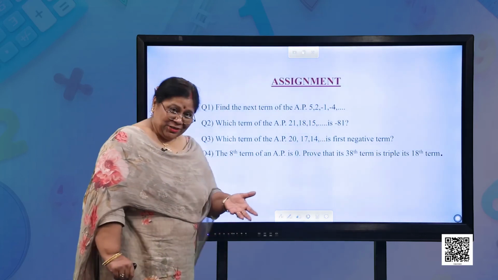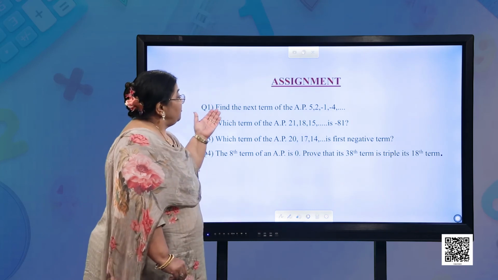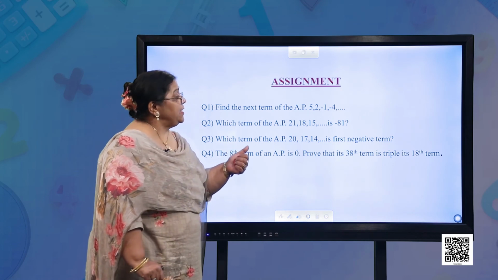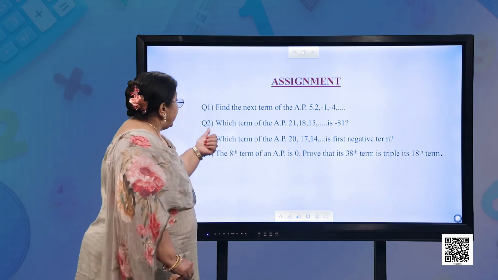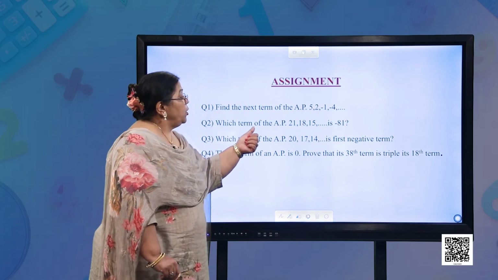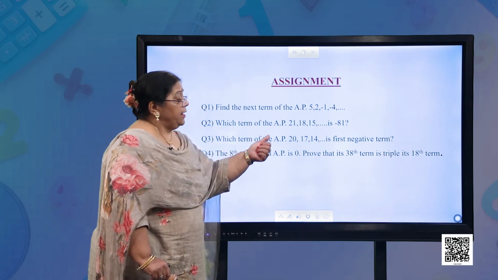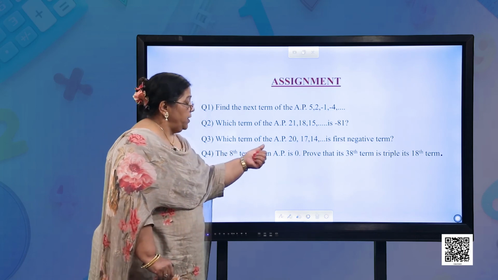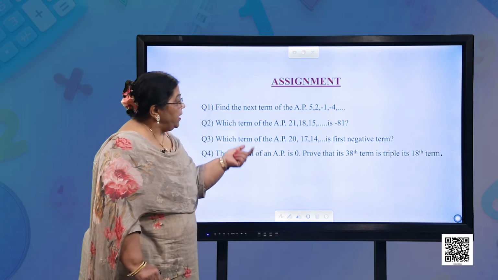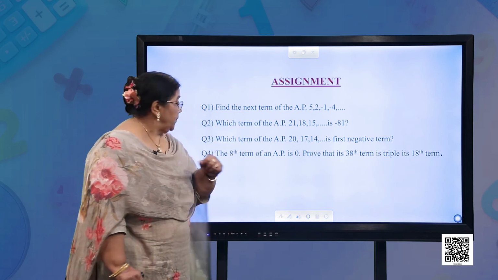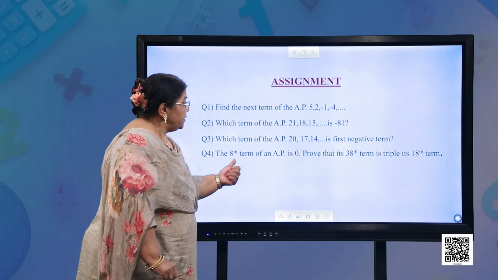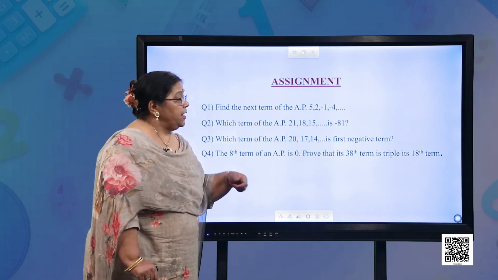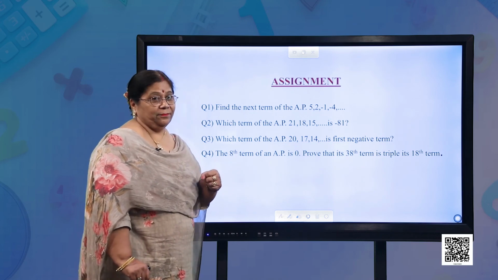We have to take down the questions for practice. First question, find the next term of the AP 5, 2, minus 1, minus 4. Second, which term of the AP 21, 18, 15 is minus 81. Next question, which term of the AP 20, 17, 14 is the first negative term. Question number 4, the 8th term of an AP is 0. Prove that its 30th term is triple its 18th term.